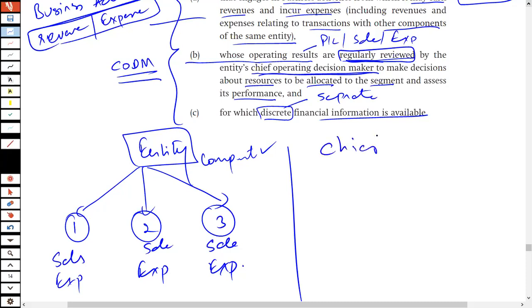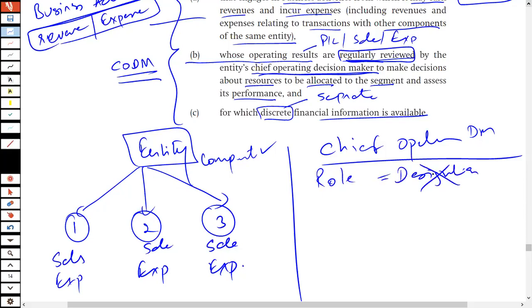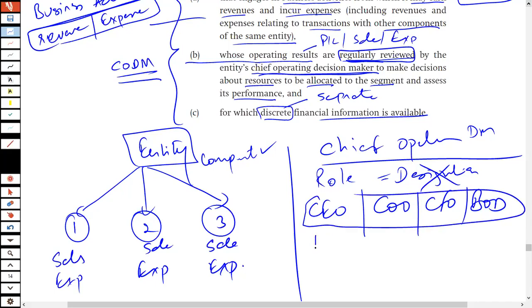Now, let me guide you on what exactly a chief operating decision maker is. The chief operating decision maker is the name of a role. It's not a designation. I repeat, it's not a designation, it's the name of a role. So who is a chief operating decision maker? It could be your chief executive officer, your chief operating officer, your chief financial officer, or your board of directors. It could be anyone who has the responsibility and the power to decide the allocation of resources. That specific person is going to be considered the chief operating decision maker of the entity.